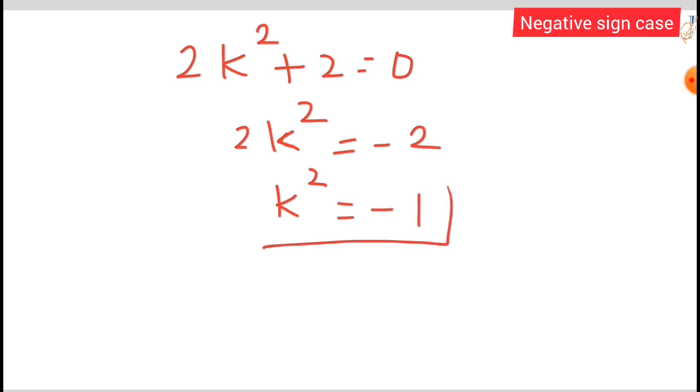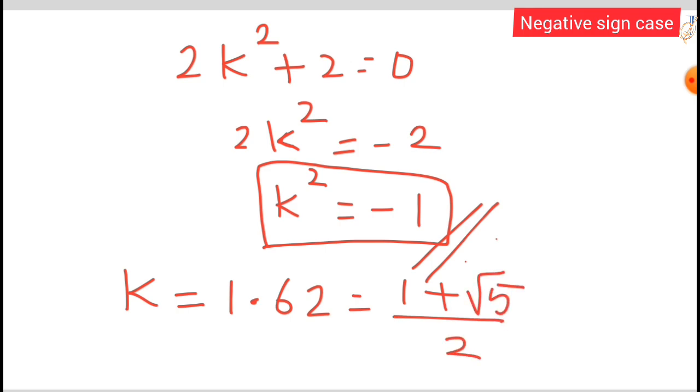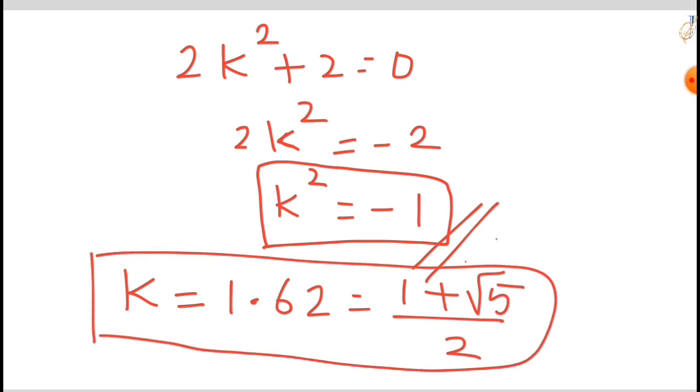So this is a negative value. This negative case is rejected here. So we have only 1.62, that is 1 plus root 5 by 2. This is the k value. Now I am going to explain the second method.